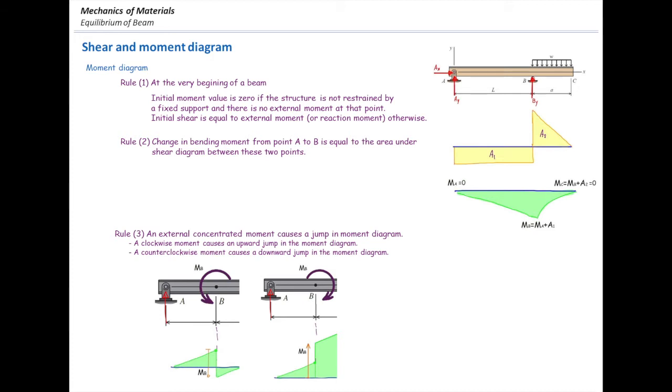Rule number 3 deals with the external concentrated moments acting on a beam. An external concentrated moment causes a jump in the moment diagram. A clockwise moment causes an upward jump in the moment diagram. A counterclockwise moment causes a downward jump in the moment diagram. These rules could be used for determining the shear and moment diagrams for any beams. Let's look into an example together.